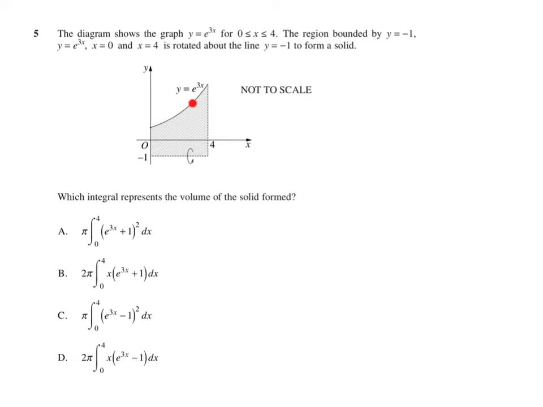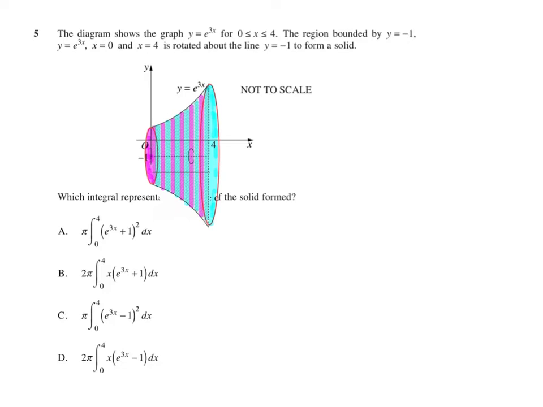It gives you a curve of y equals e to the power 3x. And this curve is rotated about a horizontal straight line y equal to minus 1. Then a solid is formed, and the question is asking for the volume of the solid from x equal to 0 to x equal to 4. The image of the solid of this curve y equal to e to the power 3x after rotated about y equal to minus 1 should be something like this.